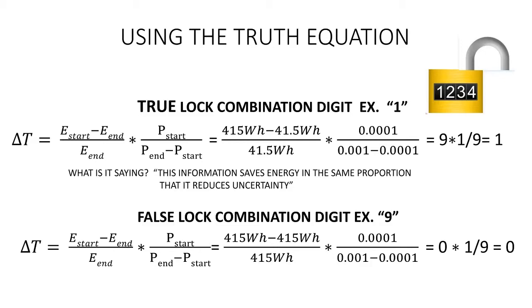It isn't true. And this is just a basic sanity check to see whether this way of looking at information and energy gives you reasonable results for what we would consider a true lock combination digit and a false lock combination digit. What the false lock combination digit is saying is this information saves no energy.